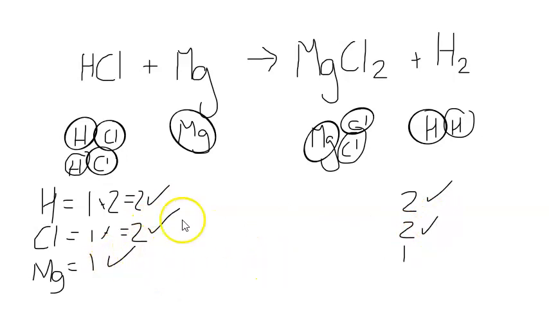We've got 2 hydrogens, 2 hydrogens, 2 chlorines, and 1 magnesium, 1 magnesium. So what's happening in reality is that we've got 2 hydrochloric acid particles reacting with 1 magnesium particle to form 1 magnesium chloride and 1 hydrogen, and that can happen when we end up with the same number of atoms on both sides, and so we're not creating anything, we're not doing anything that's impossible.